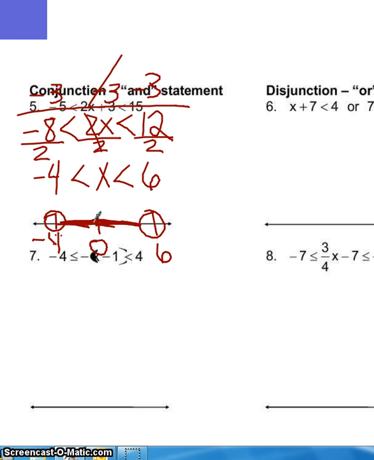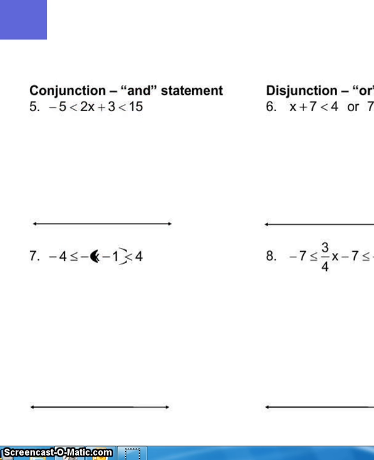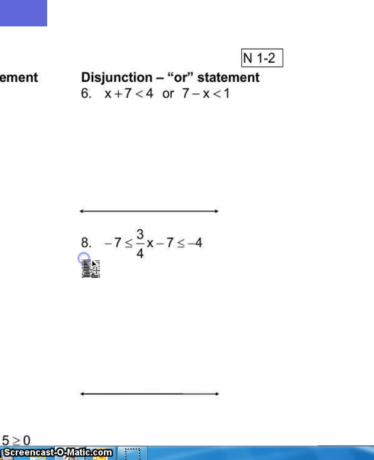Now let's do a disjunction statement. Remember, if I'm moving too fast, or if you didn't get that before I erased it, just pause it and copy it down. A disjunction statement is an or. So it's not going to be and. It's not going to be included. It's going to be either this section or this section. So what you do here is you work them separately.